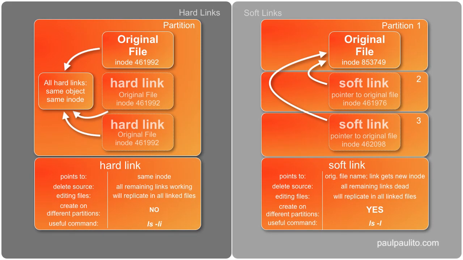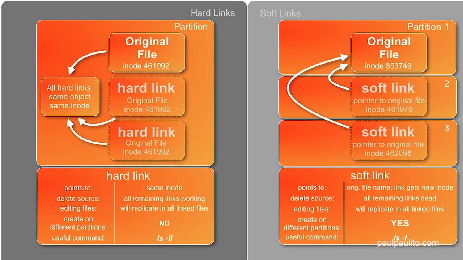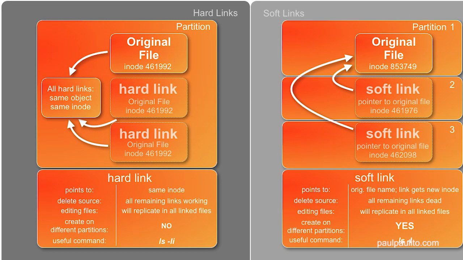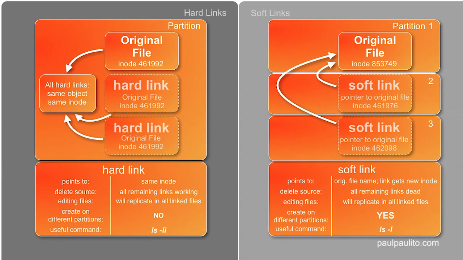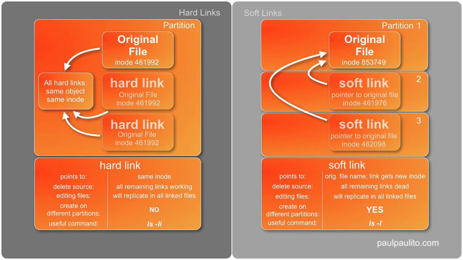Hard links. Hard links are pointers to the exact same data as the original object. Therefore, hard links always share the same inode as the original object. In other words, a hard link is not really a link at all. It is a duplicate file system entry at a different location for an already existing file. Let's have a closer look at what this means.